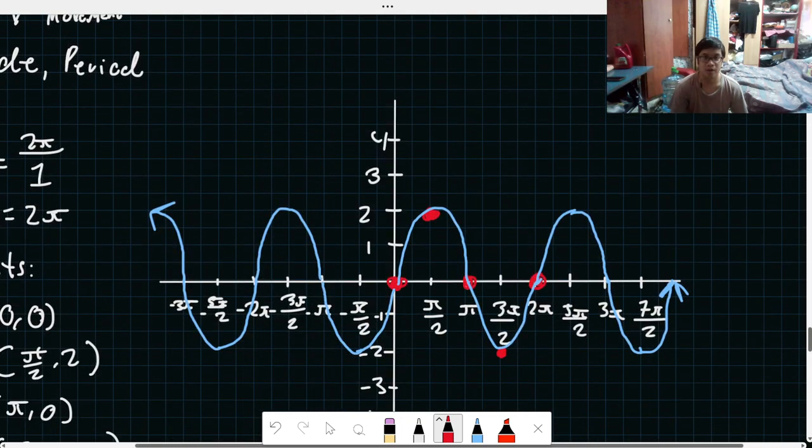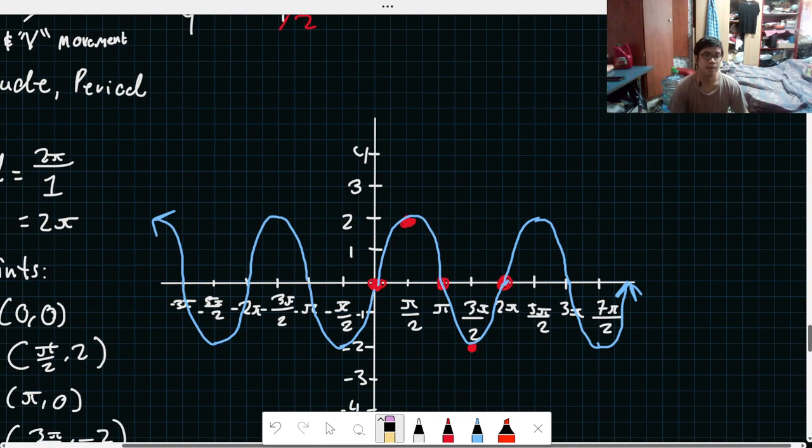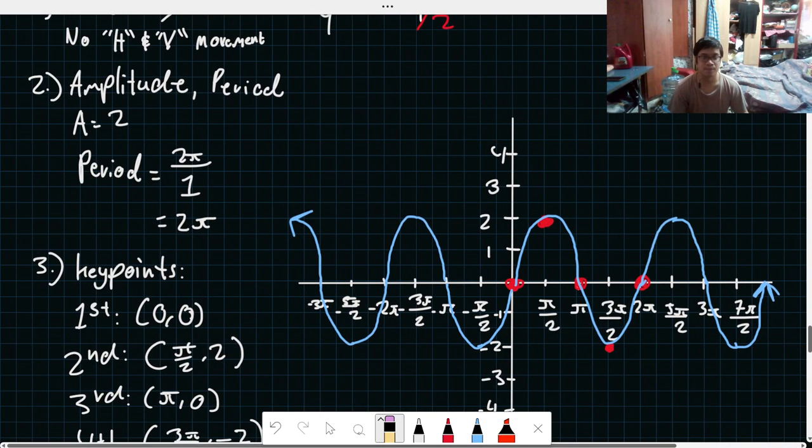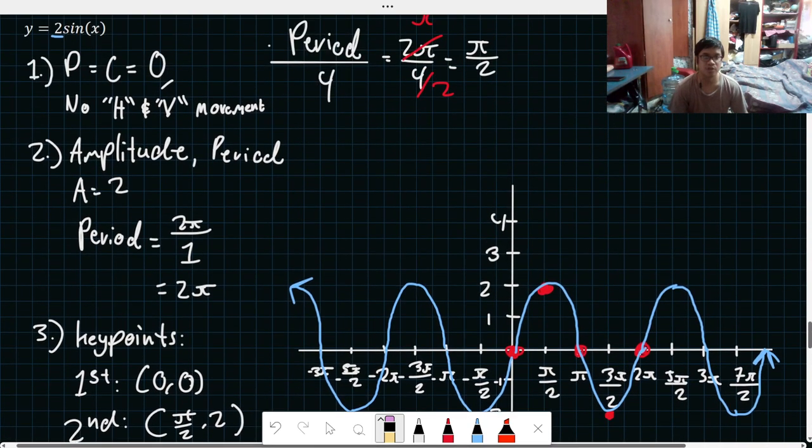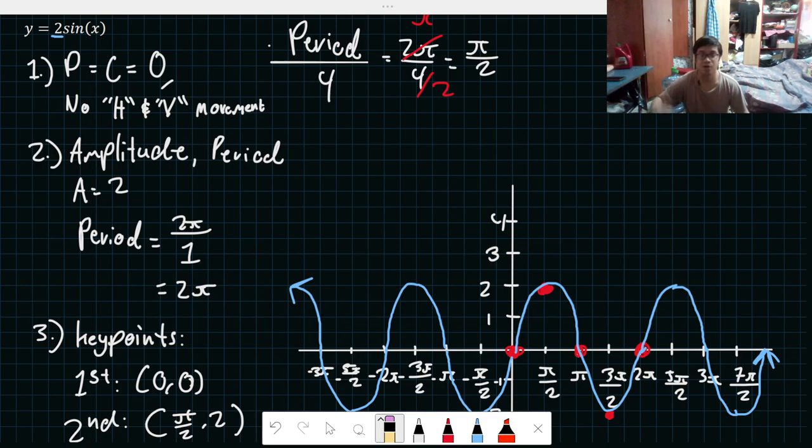Compare that here. From the middle line of the sine graph, up to the top, it reaches a total of 2 units long. It reaches 2 units. So that means your graph stretches vertically 2 units long. Okay? So that's the only interpretation I would like to say. That's how you're going to do that.